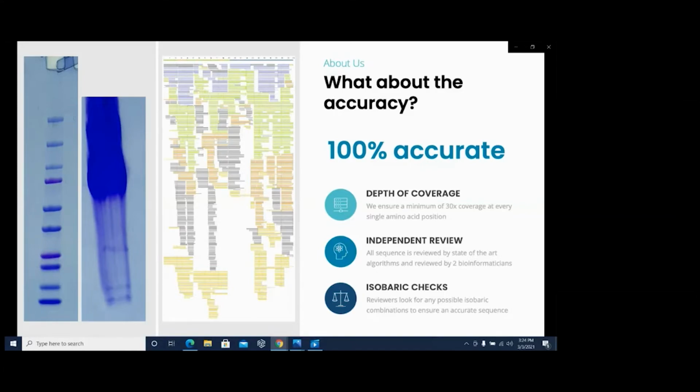So even though our initial stage is built off of this AI-driven large data approach, we make sure that individual bioinformaticians manually review every single sequence so that we have no ambiguity in terms of the actual sequence. And lastly, we make sure that our bioinformaticians are looking for any isobaric amino acid combinations.